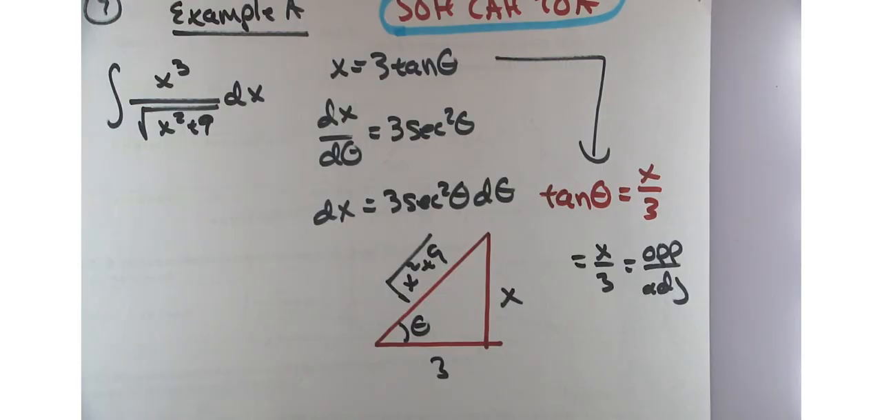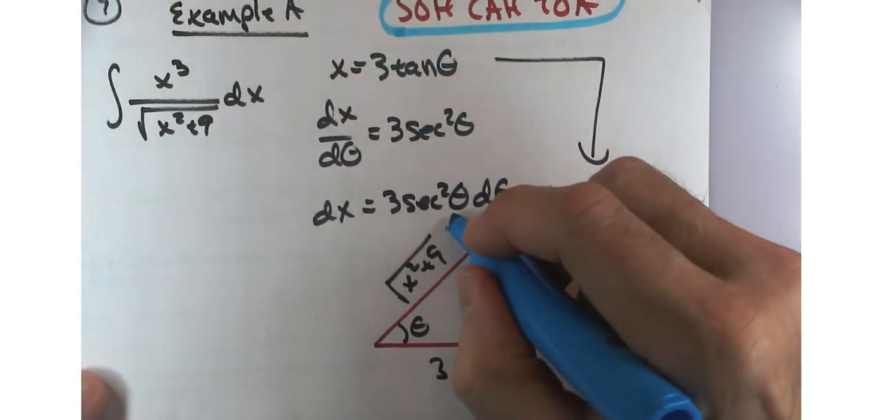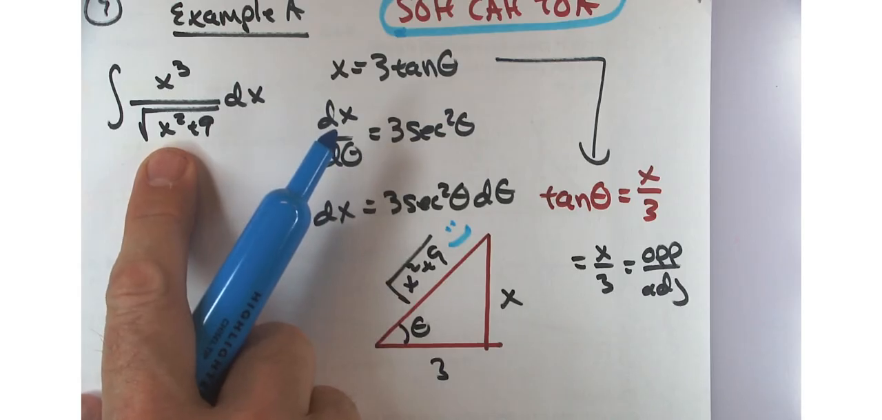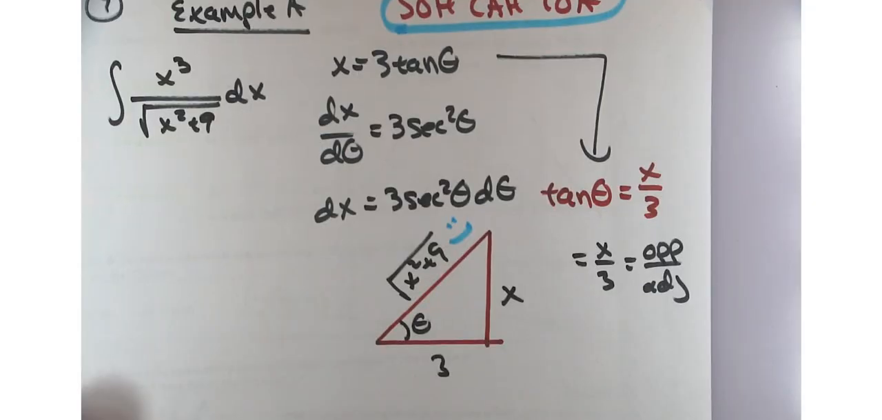Now that's a nice little double check of your work. If you chose the right trig substitution, then that square root term that you have in your integrand should pop out in your triangle. If it doesn't, there's a mistake. Go fix it now. Don't wait till later. All right?